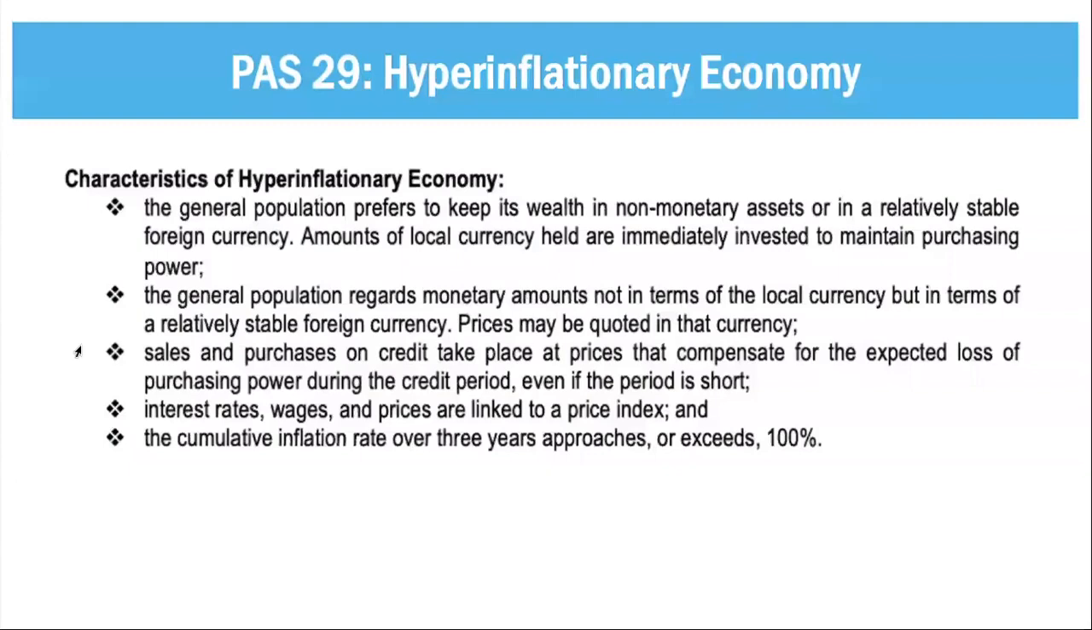Next, hyperinflationary economy under PAS 29. So PAS 29 hyperinflationary economy. So hyperinflationary economy normally happens if there is a high inflation on that particular country. Normally, countries in Africa are affected with hyperinflations. But in the Philippines, we don't have a hyperinflation right now. Although we have inflation that is currently not the same inflation rate with what we have on the previous years, but we are not experiencing hyperinflation.